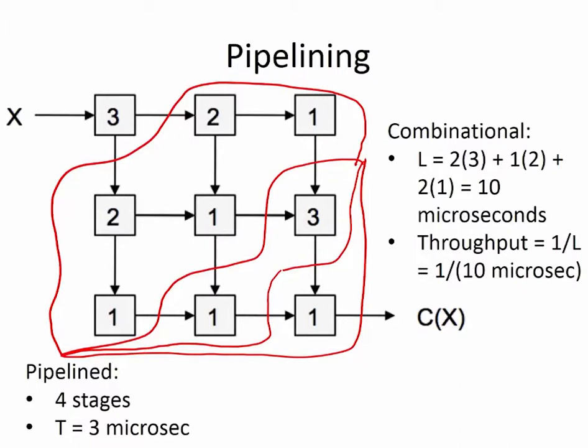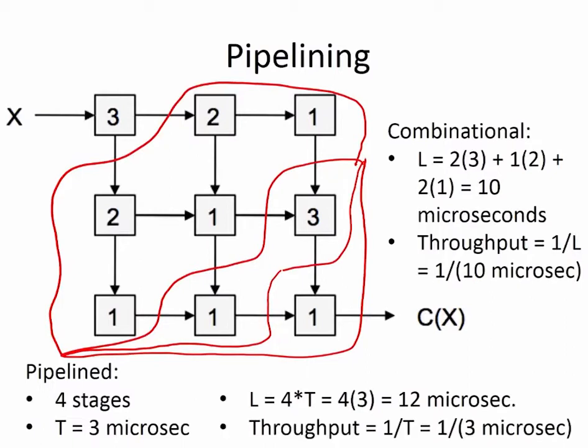This means that our pipeline latency is 4 times the period, which equals 4 times 3, which equals 12 microseconds. Our throughput for the pipeline circuit is 1 over the clock period, which equals 1 over 3 microseconds. Note that the latency of the pipeline circuit is actually slower than the combinational latency. This occurs because our pipelined implementation has some unused cycles in the last pipeline stage. However, our throughput is significantly better as a result of being able to now have our clock period equal to the length of the slowest component.